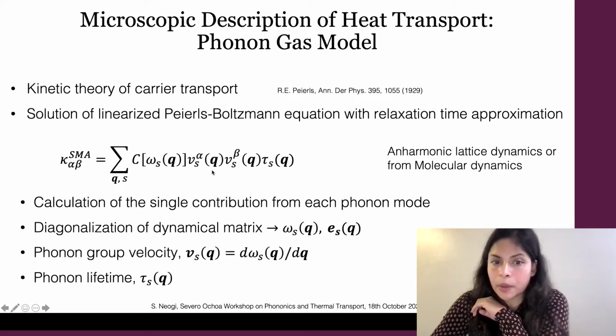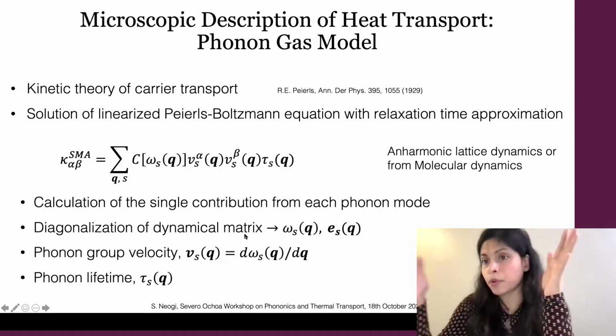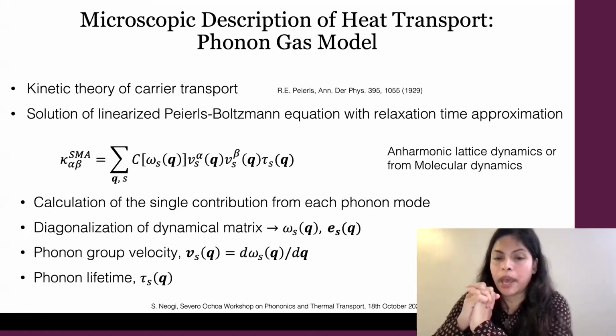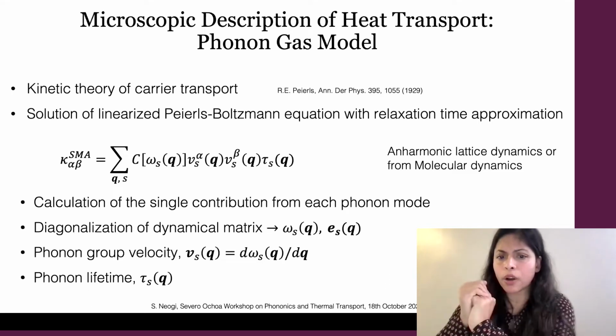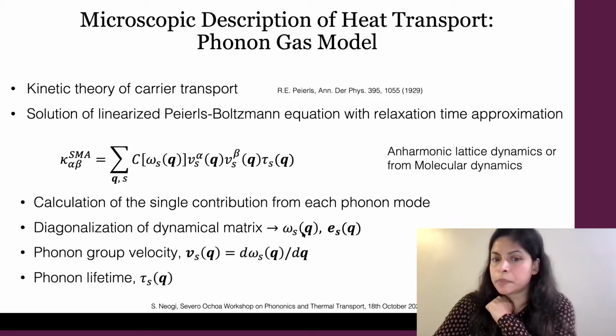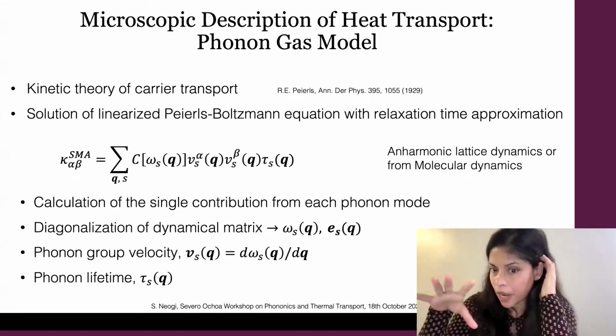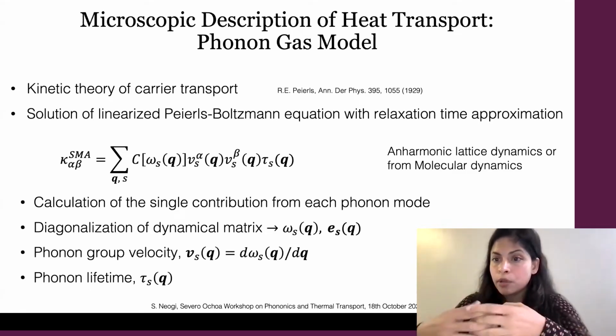The way we calculate the group velocity is we diagonalize the dynamical matrix for the full supercell, with the surface nanostructures on top. From there, we can calculate the dispersion relations, the eigenfrequencies and eigenvectors. From the eigenfrequencies, we can calculate the group velocity, and using anharmonic lattice dynamics, we can calculate the relaxation time. So that is the general framework which we have used to get the results in the following slides.